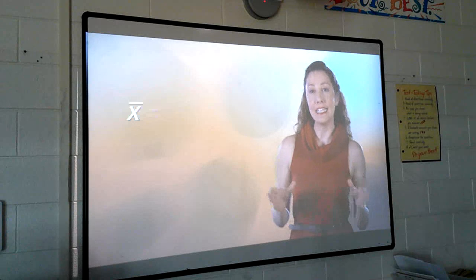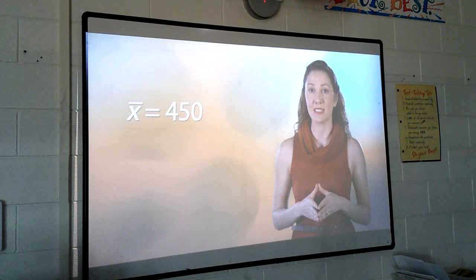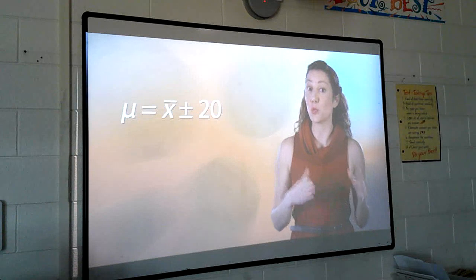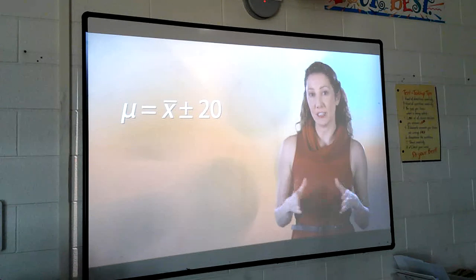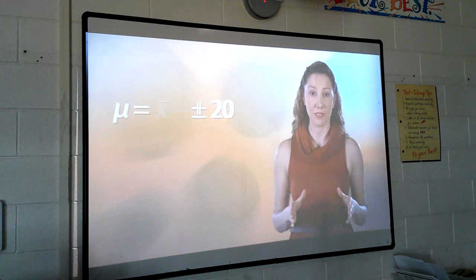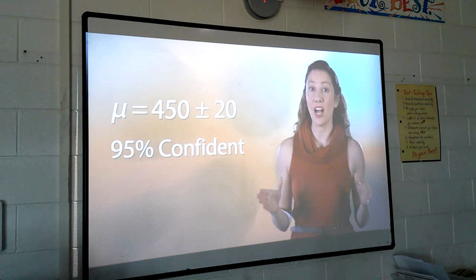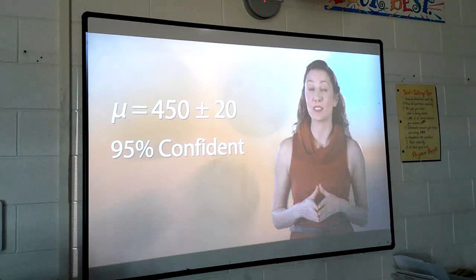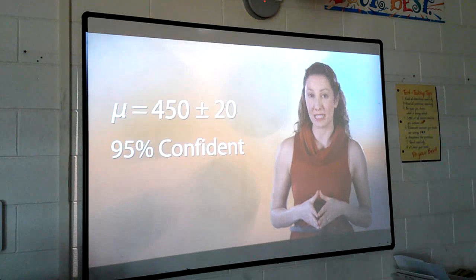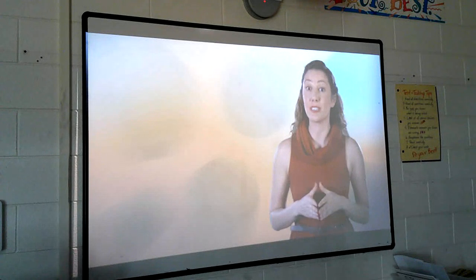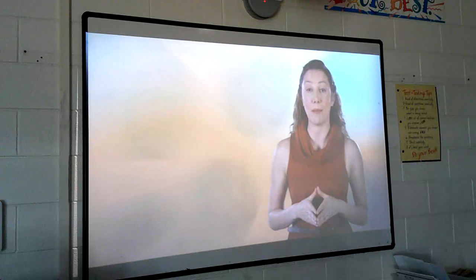Here, X-bar was 450 minutes. So we can say with 95% confidence that mu lies within 20 of X-bar. This interval, X-bar plus or minus 20, is called the confidence interval. To say that we are 95% confident in our calculated range means that we got the numbers using a method that gives correct results 95% of the time. In other words, that's how likely it is that the method we use to compute the range actually comes up with an interval that contains the unknown population mean.